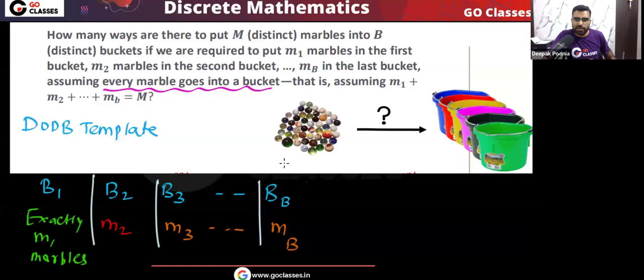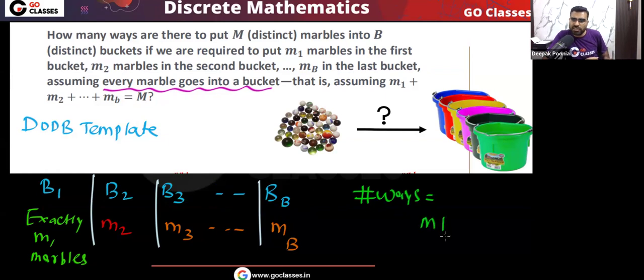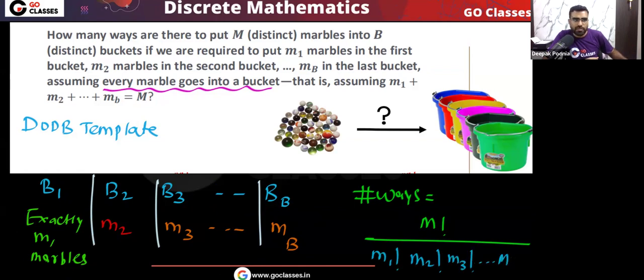So this is a DODB template. You can directly apply the formula. So what will be the answer? The number of ways is going to be total, how many objects are there? Total m objects. So m factorial divided by m1 factorial, m2 factorial, m3 factorial, mb factorial. So this is going to be the answer. Okay, very simple.